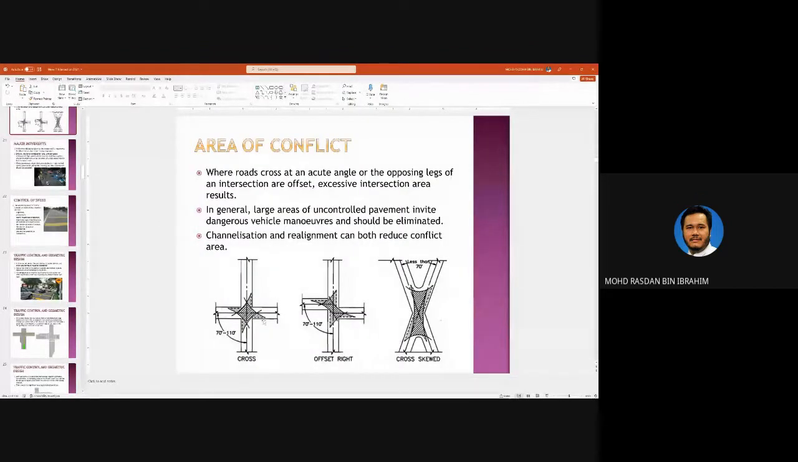When you have 70 to 110 degrees, this is the size of the conflict area. Once it is offset, the conflict area will expand. You have a larger conflict area. And once it's skewed less than 70, the conflict area is even more dangerous. So this is definitely unacceptable. You can see the effect of angle on safety. Graphically this is shown here. So realignment can both reduce conflict area.